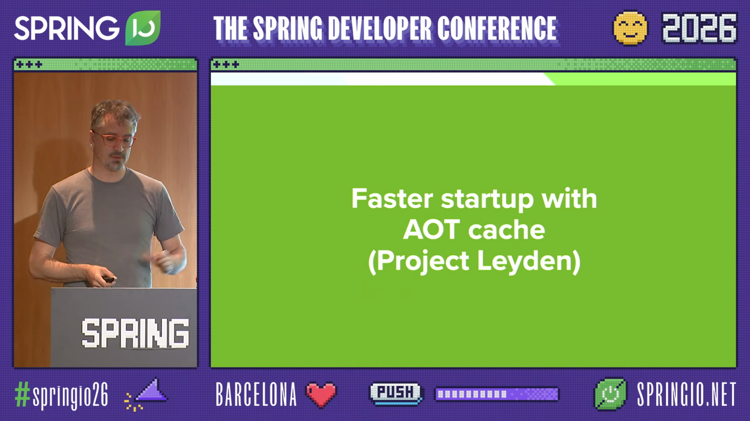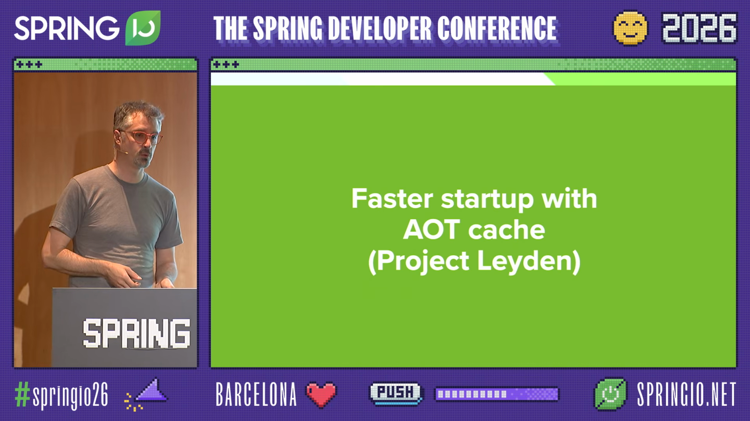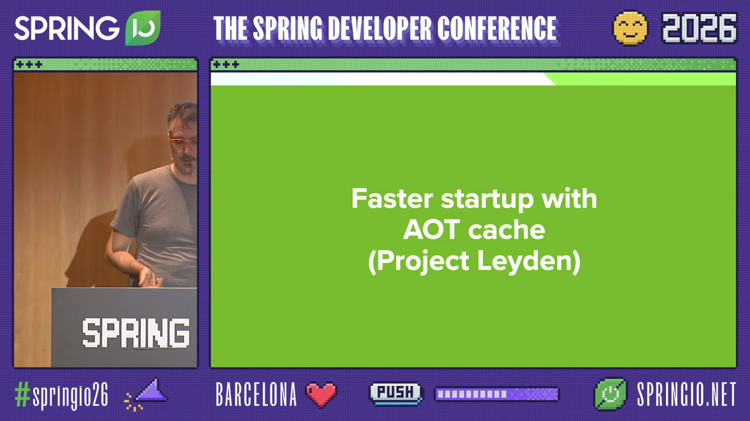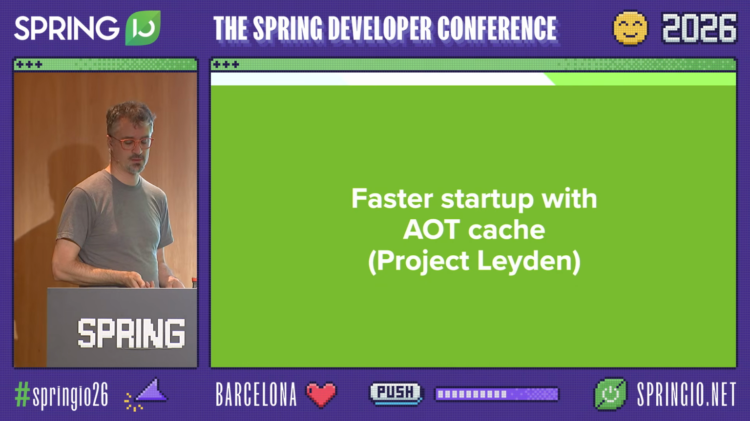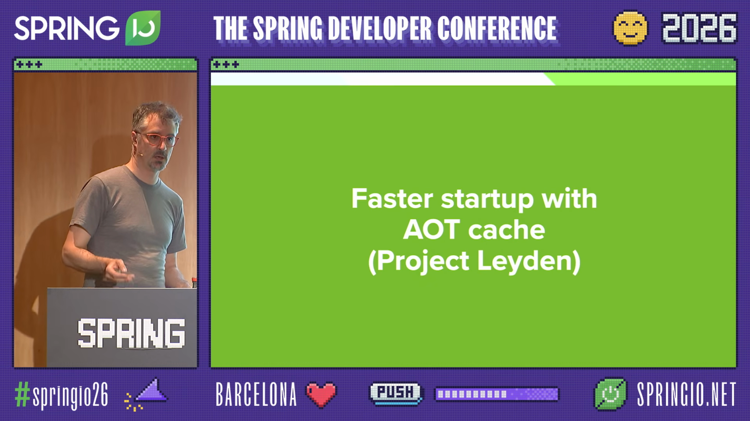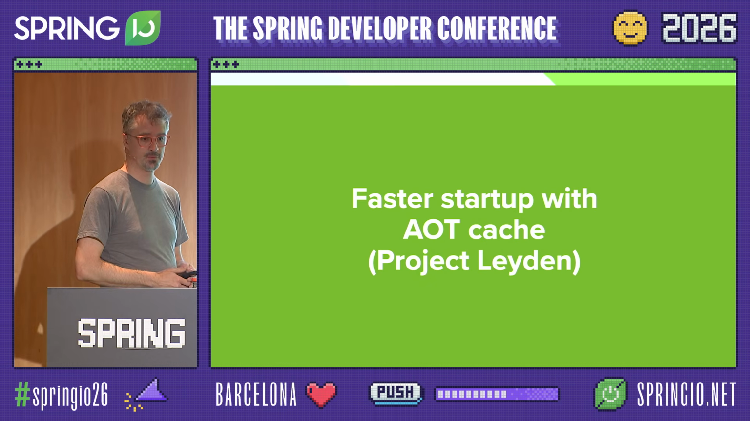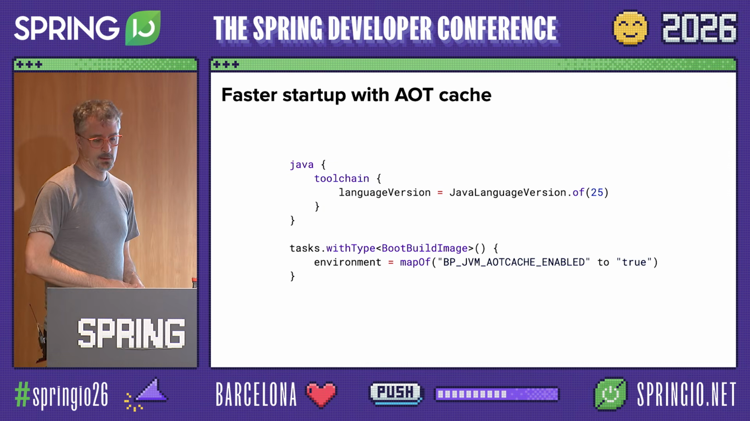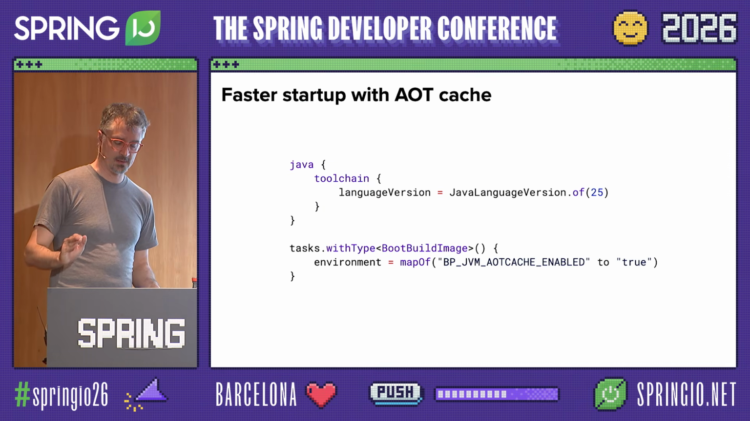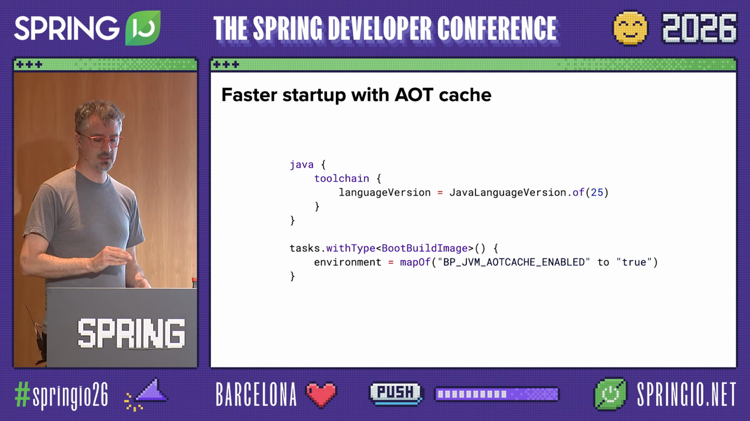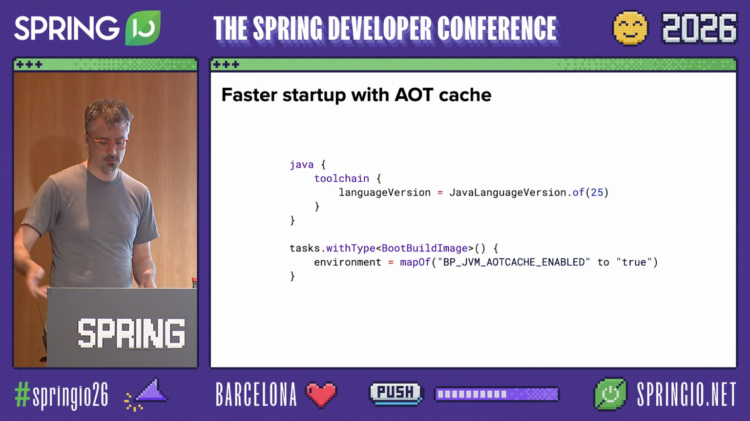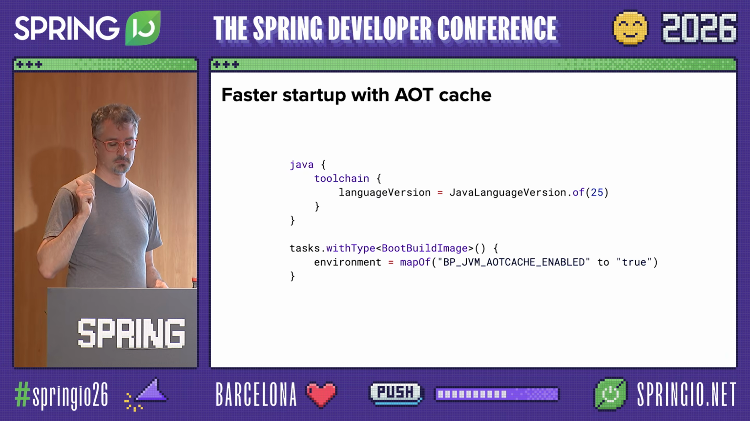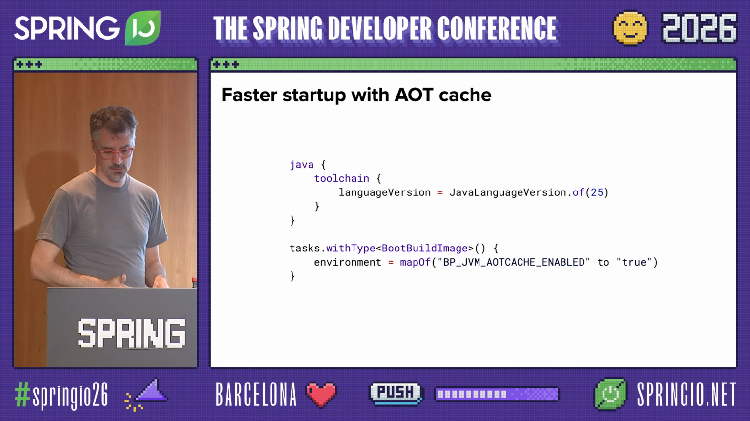AOT Cache is a kind of successor for CDS, and basically the goal is to allow you to start your application faster, consume a bit less memory, even if the improvements are less impressive than with GraalVM, and reduce the warm-up of your application. Like you start it and you get peak performance immediately. We are not there yet because AOT Cache is a new feature, but we will get there in a few months. So if you want to enable AOT Cache right now, it's mainly for faster startup time.